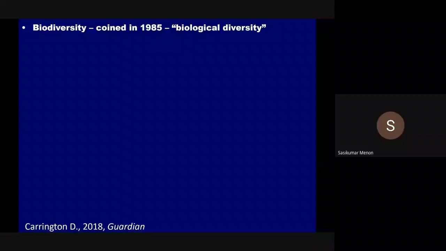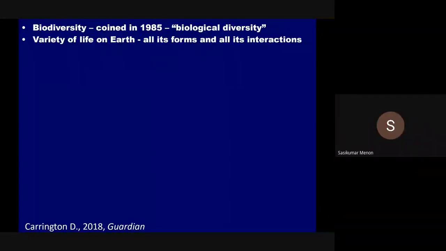Now, biodiversity, the word, was coined way back in 1985. It's actually a combination of biological diversity, and it talks about all the variety of life on this planet, both in terms of its form and also in terms of its interaction. So we are talking not only about the size and shapes, we are also talking about the interaction. So biodiversity is not just the species. The interaction of the species is also involved in biodiversity.